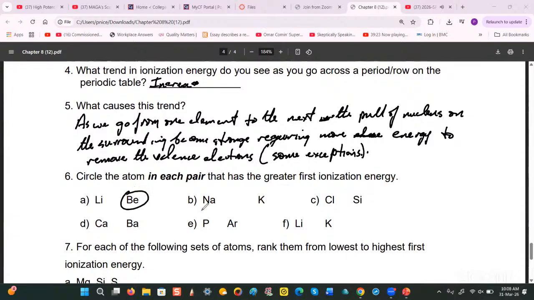What about B? Between sodium and potassium, which would you expect to have the highest first ionization energy?